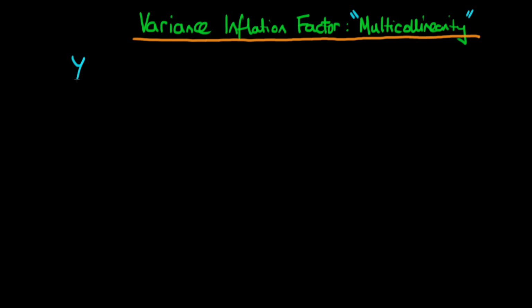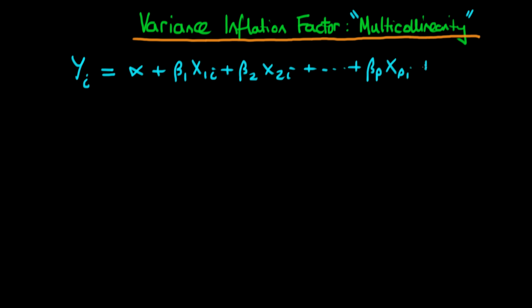So the idea here is that we have some sort of regression model whereby yi is equal to alpha plus beta 1 times x1i plus beta 2 times x2i all the way up to, let's say, beta p times xpi plus some error epsilon i. And we've spoken about the problems which are inherent in having high degrees of multicollinearity in your regression. It's going to result in your regression being unstable, and it's also going to inflate the standard errors which you get on your individual coefficients.